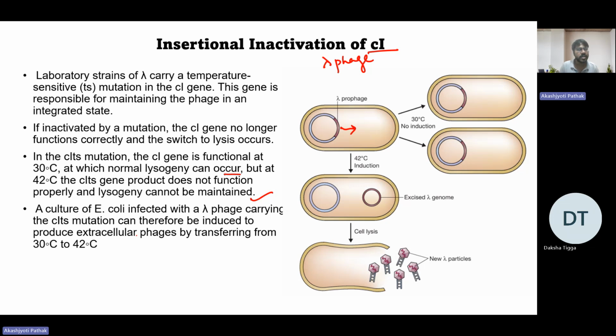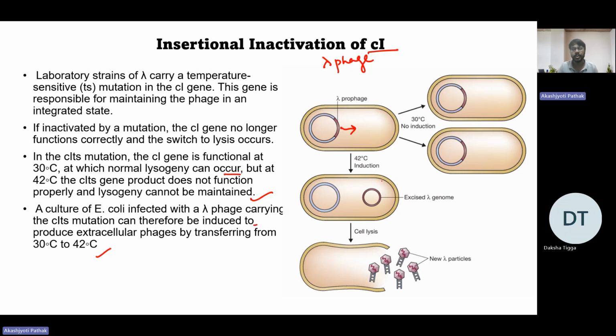Okay, so a culture of E. coli infected with a lambda phage carrying the CITS mutation can therefore be induced to produce extracellular phages by transferring from 30 degrees Celsius to 42 degrees Celsius. So you have cloned, for example, your gene of interest in your lambda phage DNA. What will you do at first? You will grow it at 30 degrees Celsius.